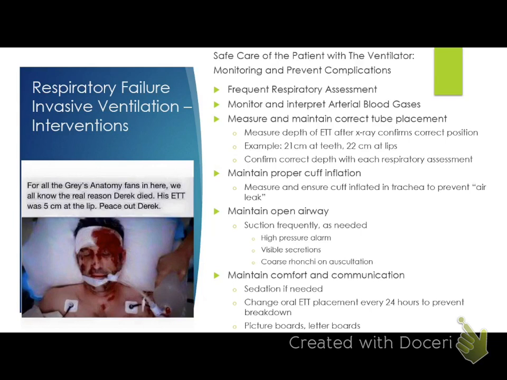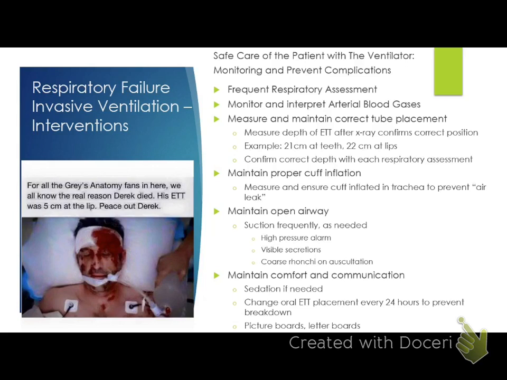It also causes trauma and coughing and stuff like that. But just be sure, if you're suctioning and not getting anything, you maybe can do it every hour or two. If you're suctioning and getting gobs and gobs of gooey stuff, you may want to do it every half hour or so. Depends on how much pressure they have.